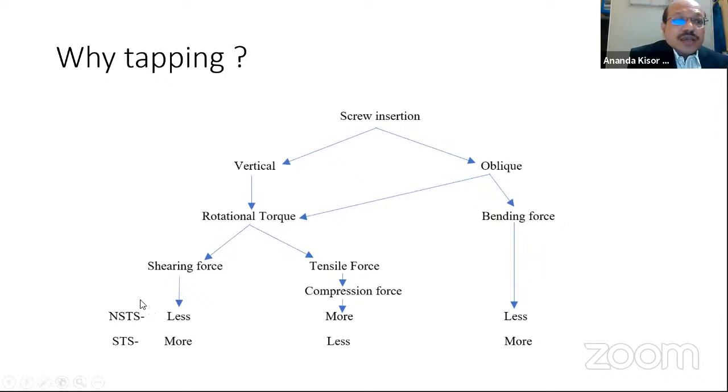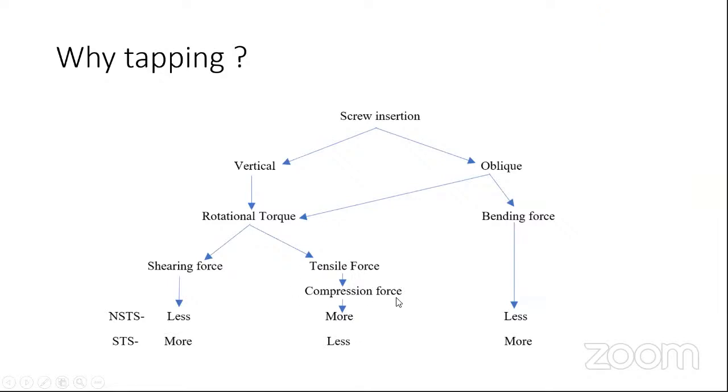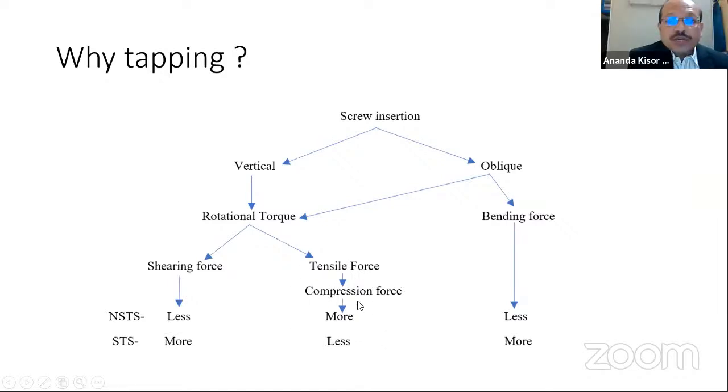So if it's a non-self tapping screw, the shearing force is very less, and the maximum force is used for the production of this compression force. So the maximum force is already used, and that causes the maximum purchase power. Whereas in the self-tapping screw, maximum force is used to overcome the shearing forces. So very less amount of force is required for the compression force. So purchase power is very less.